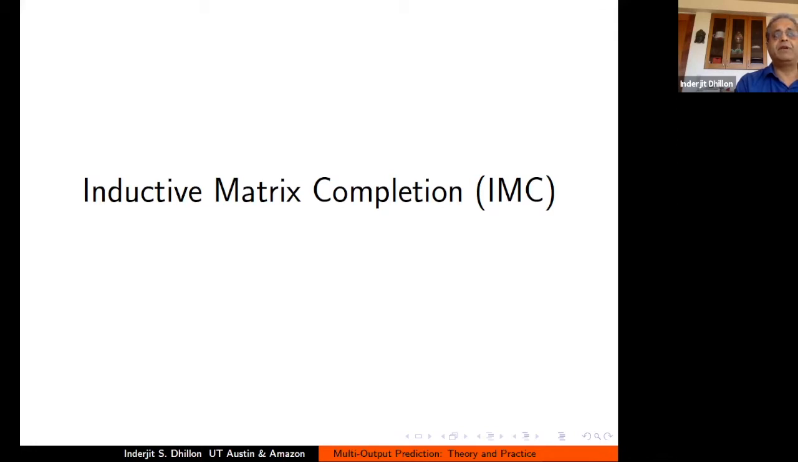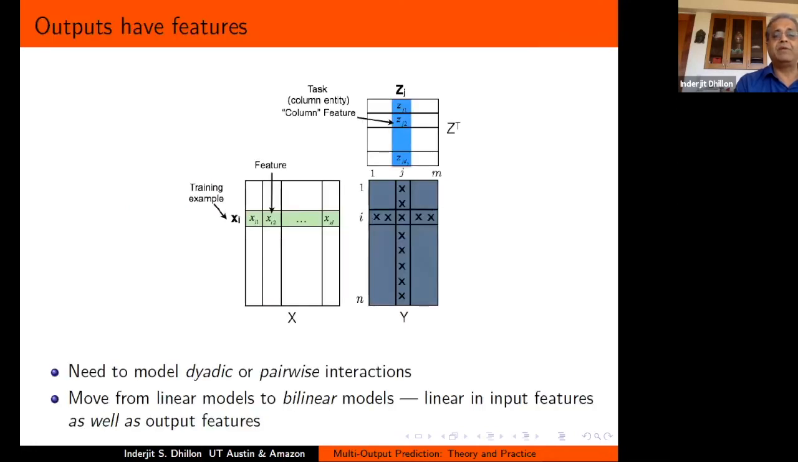So let me show you what I mean in this case: not only do the training examples have features, but the outputs, which are represented by the jth column of the target matrix Y, also have features. The outputs also have features. For example, in the Wikipedia example, there is a phrase, and that phrase itself can be thought of as features.